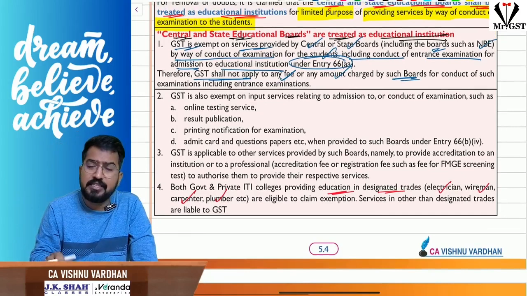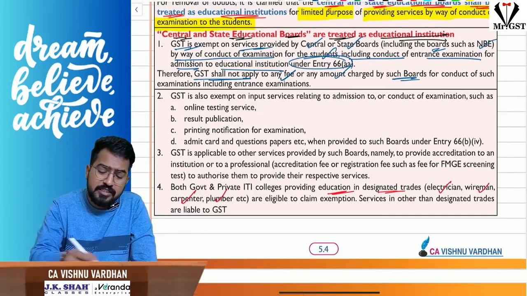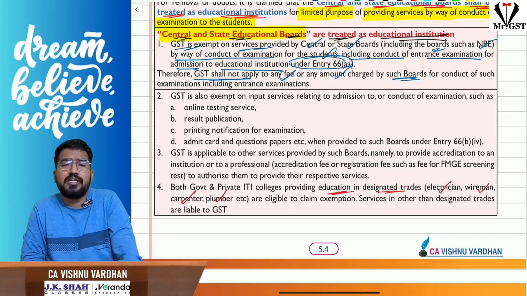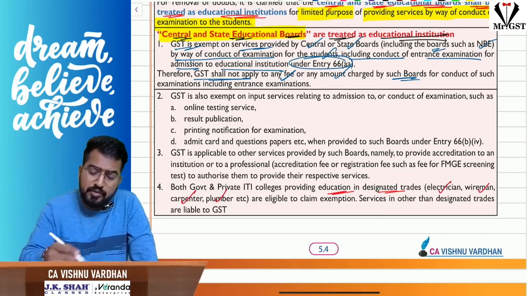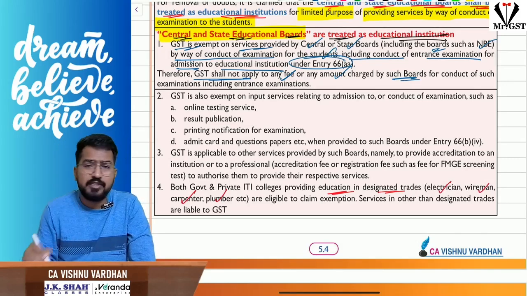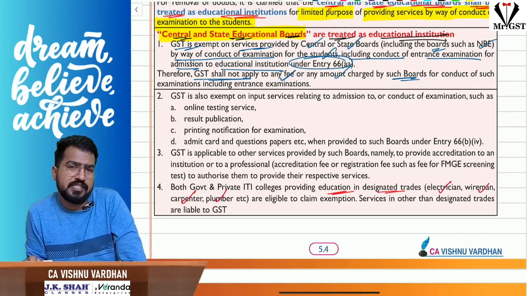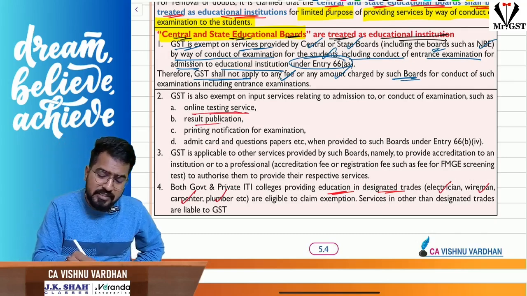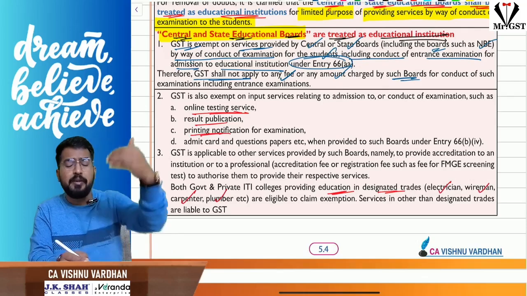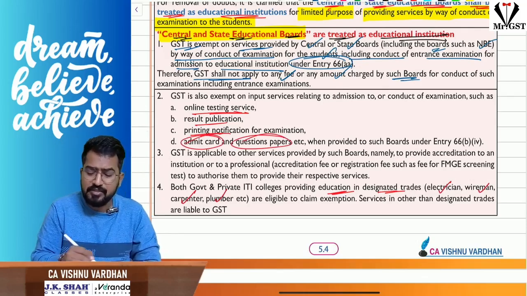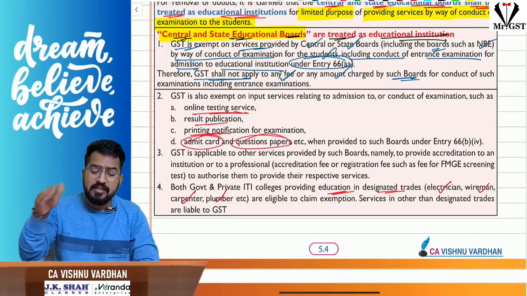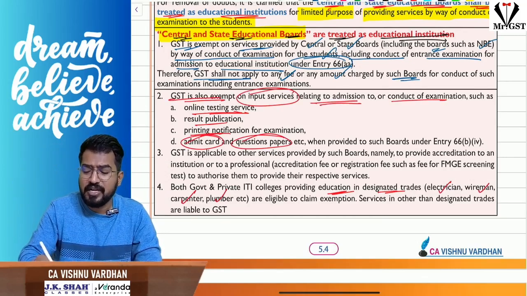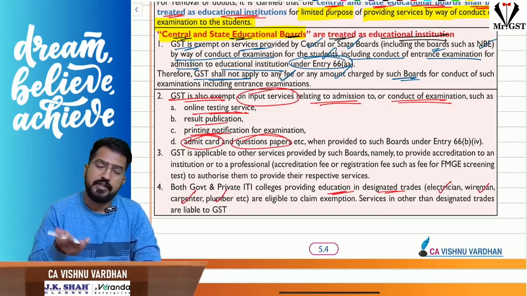Not only that, the interesting thing is that these people are called educational institutions, so they are purchasing any service in relation to conducting the exam, admission or anything. So not only is them providing services of conducting the exam and collecting exam fees exempt, but also for conducting this exam they are taking any online testing service or result publication services. They are taking services from somebody for printing the notification of examination, printing the admit cards, question paper setting, all that stuff. Whatever services they take, input services relating to admission or conduct of examination, there also GST is exempt.